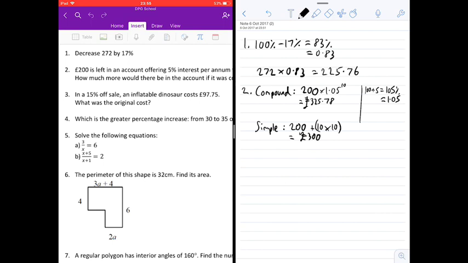Then I just need to make sure that I've actually read the question. The question is, how much more would there be in the account? So my final task is to do a subtraction. And again, make sure I put units in my final answer.